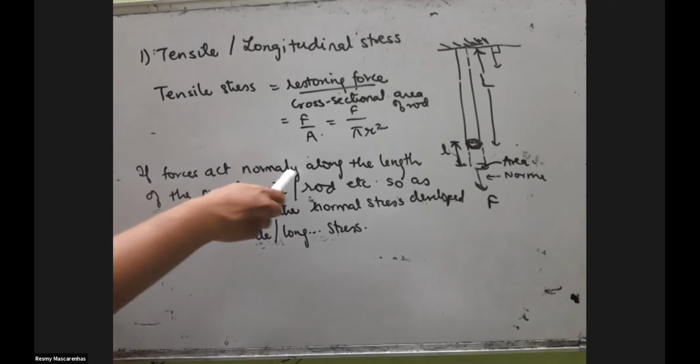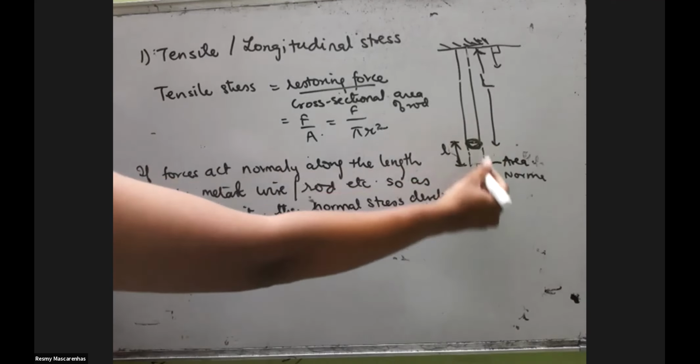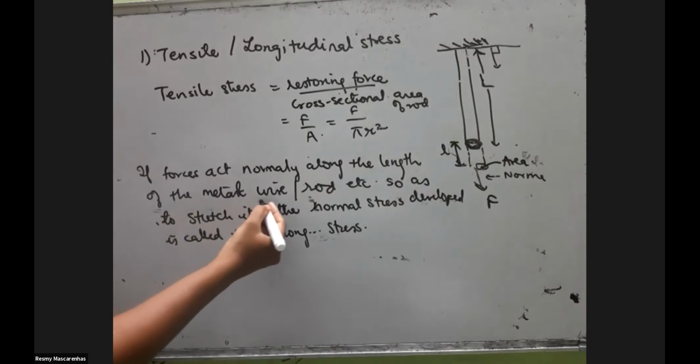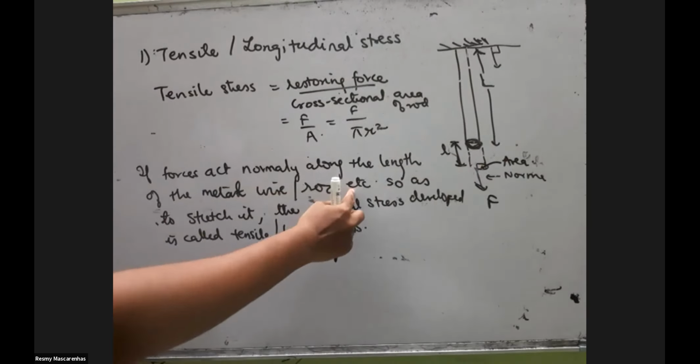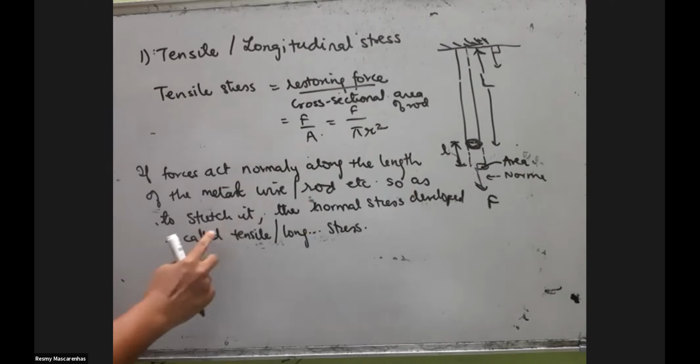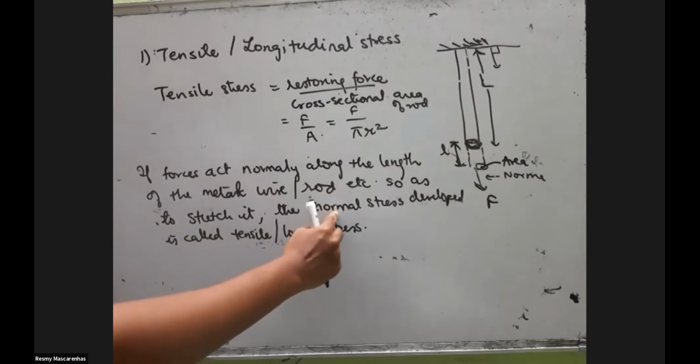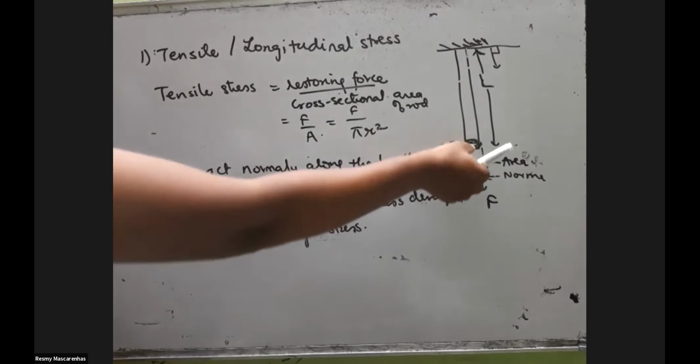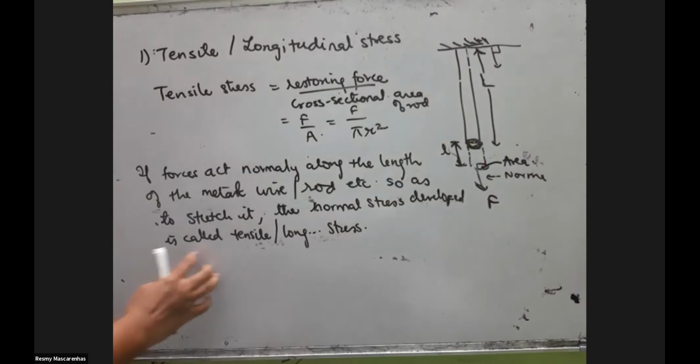So the forces are acting normally, meaning perpendicular like this, along the length of the metal or rod, whichever it may be, etc., so as to stretch it. So it will get stretched, and the normal stress means this extension developed is called the tensile or longitudinal stress.